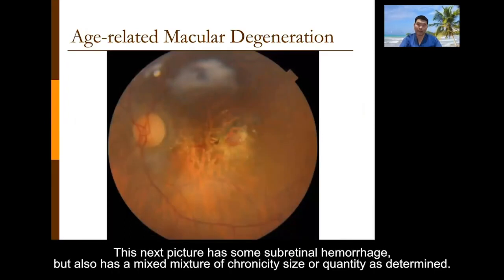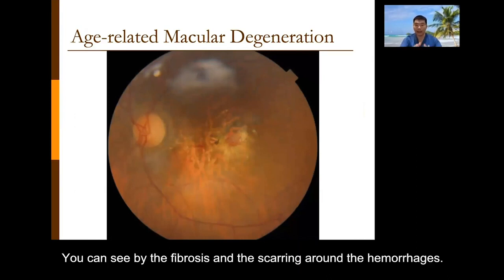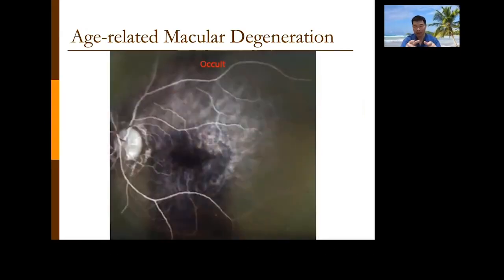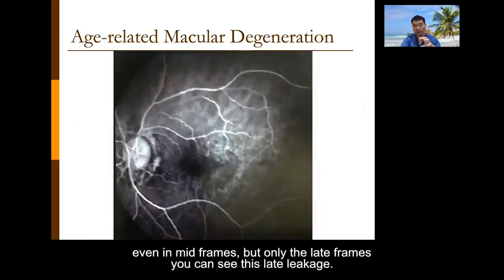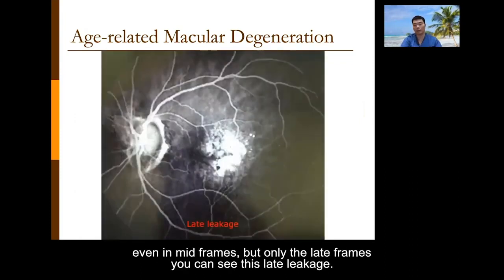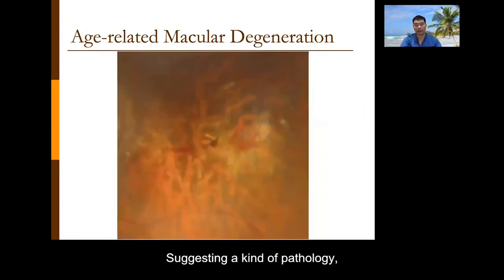This next picture has some subretinal hemorrhage, but it also has a mixed picture of chronicity. There are signs of chronicity, as you can see, by the atrophy, the fibrosis, and the scarring around the hemorrhages. The fluorescein angiogram does not show much florid hyperfluorescence, even in the mid frames, but only in the late frames you can see this late leakage, suggesting an occult kind of pathology.